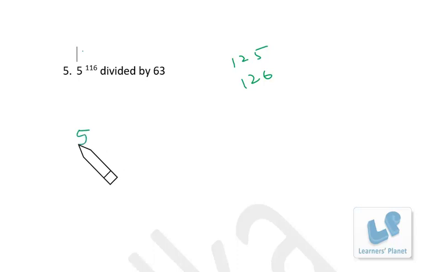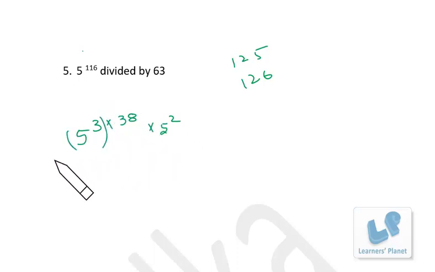Okay, so 3 into 38, that is 114, that is a multiple of 3, and we are left with 2 more. So you can write down this number like this. Okay, now this is 125 raised to 38. Okay, so 125 can be written as 126 minus 1. So 126 minus 1 raised to 38 when divided by 63.